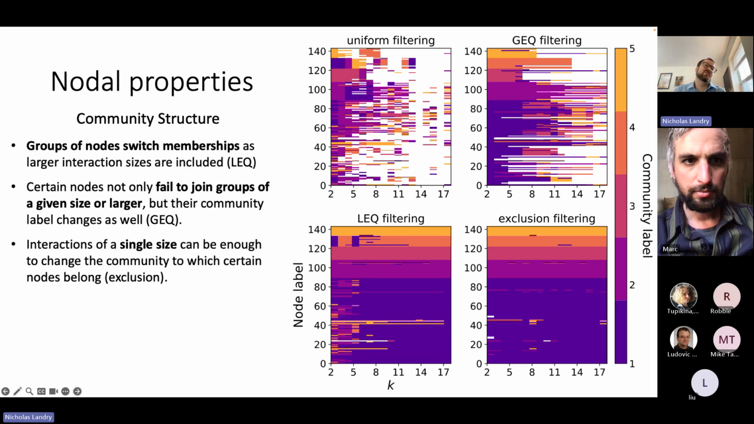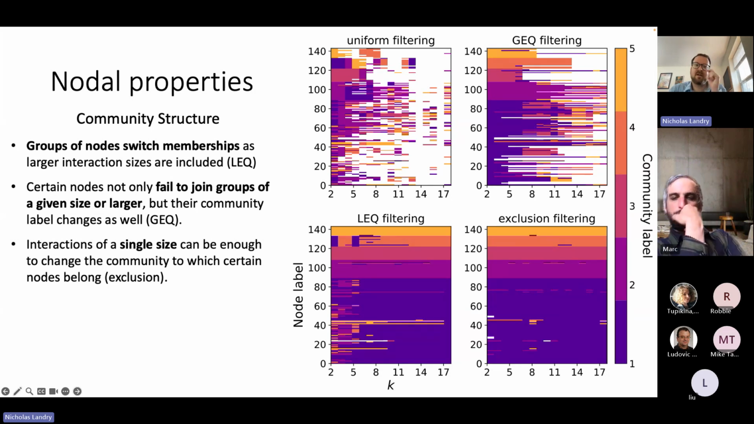And then the last structural property that I want to talk about is community structure. Many of you are familiar with this. I'm not doing a super complicated method for inferring the communities. We basically do spectral clustering on the hypergraph, on the projected hypergraph, excuse me. And we assign community labels to each node for different filterings.